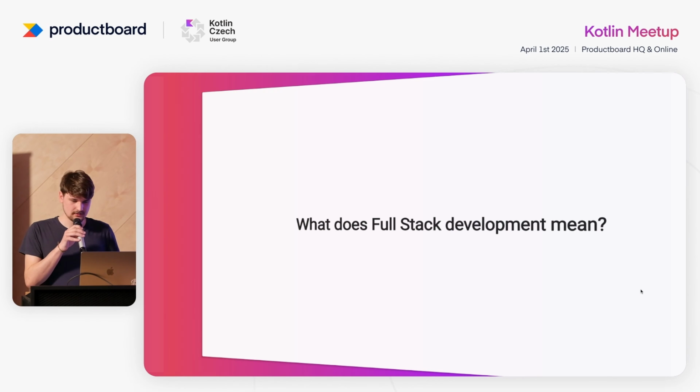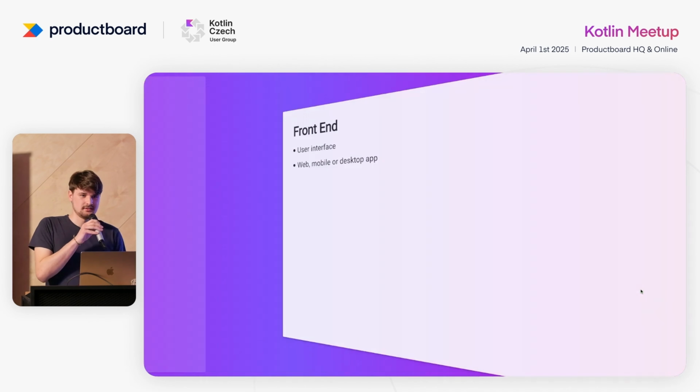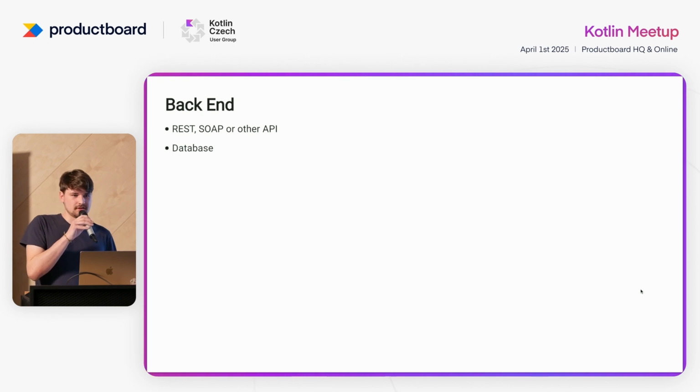So just that we can establish what full stack development really means. In simple terms, there's usually a front end, which is the user interface. It could be a web, mobile, or a desktop app. And then there's the backend, which offers some kind of an interface, REST or SOAP API, and usually communicates with a database or other services.